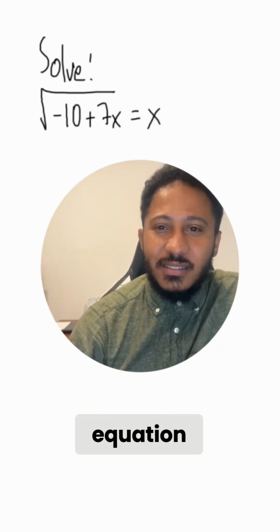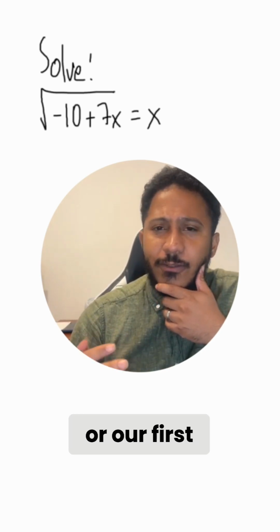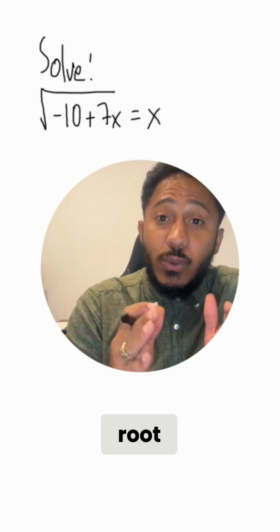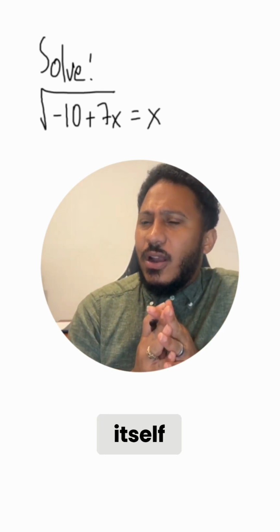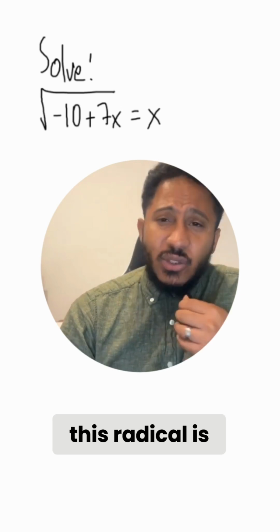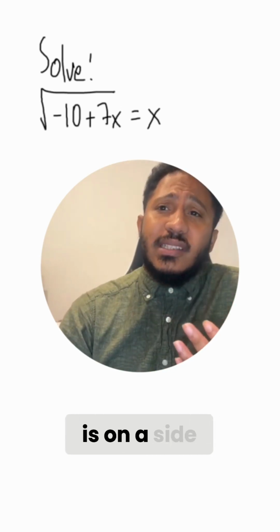Let's try solving this equation. So when solving equations that have radicals in them, our first step should be to try to get the radical on a side by itself, or the square root on a side by itself. All right. So in order to do that here, this radical is on a side and the equal sign is right between the other side. And so this radical is on a side by itself.